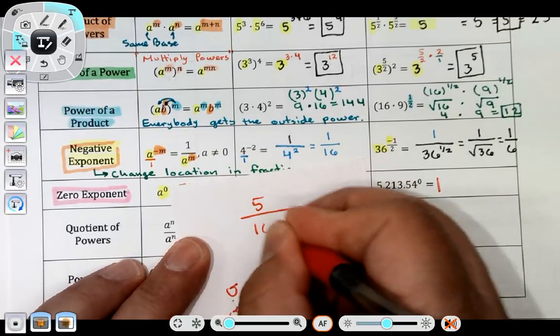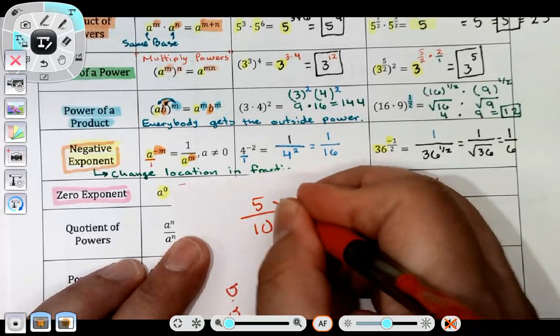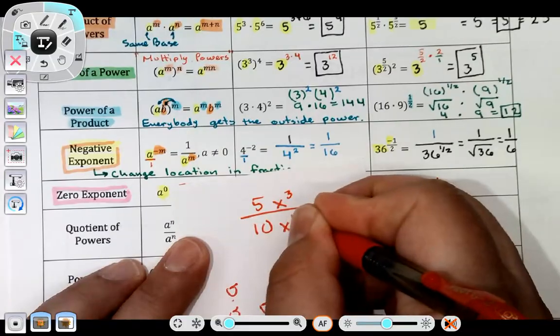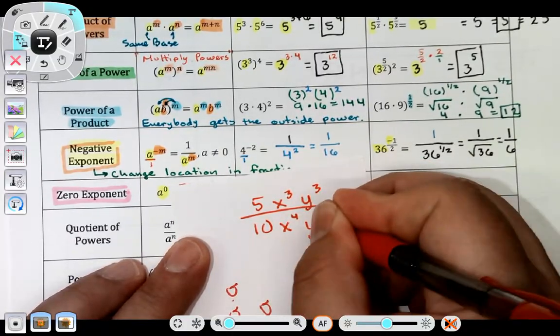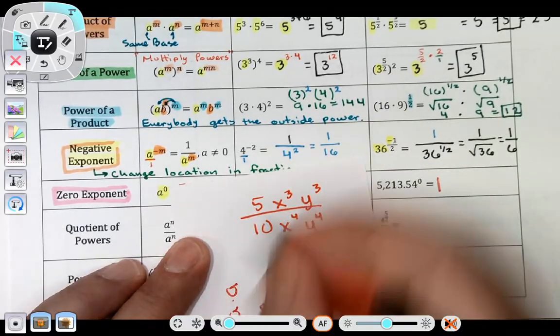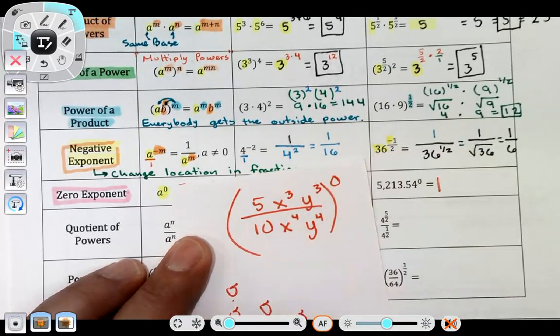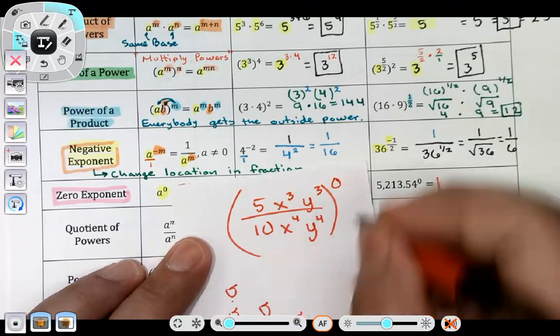5 over 10. Yeah, that can be reduced. X to the third, x to the 4. Yeah, we should reduce that too. Y to the third over y to the fourth. Yeah, that should be reduced as well. And then they do this, which means what's the answer?